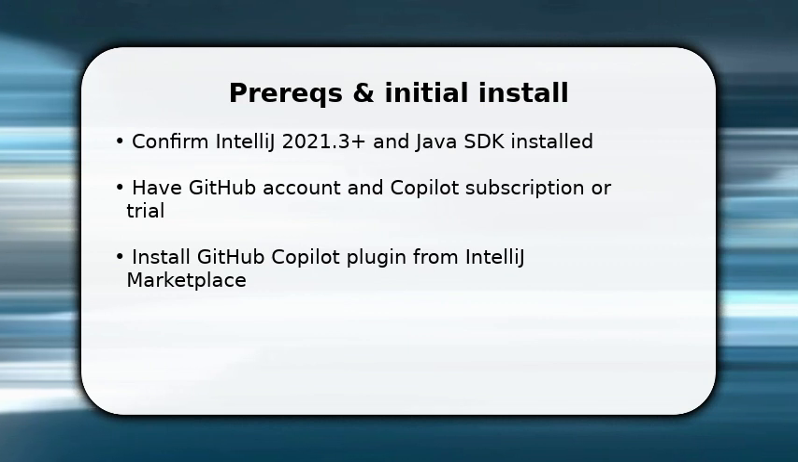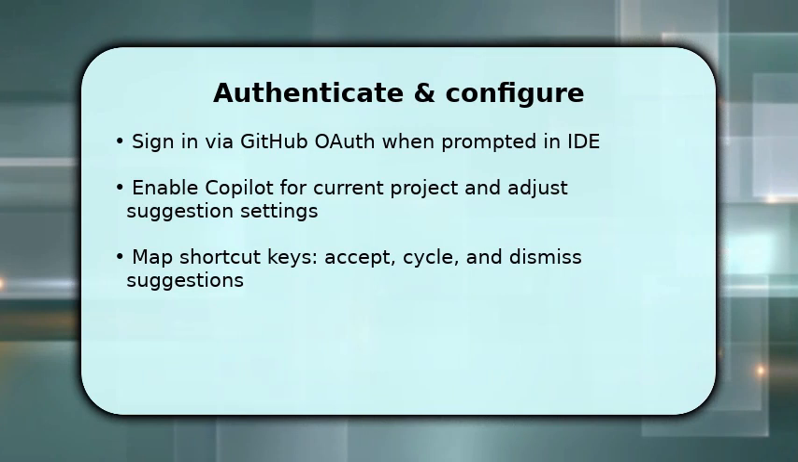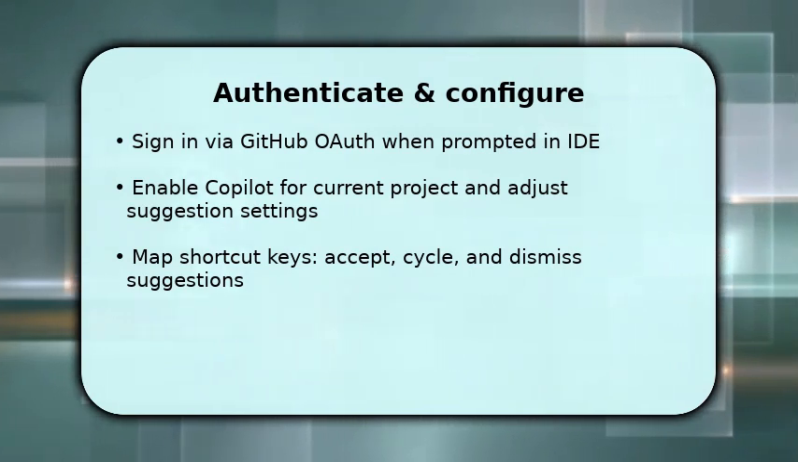You'll need authentication next, so keep your GitHub credentials handy and have two-factor ready if enabled. Once the plugin is installed, you authenticate. Click Sign in with GitHub inside IntelliJ, complete the OAuth flow, and grant Copilot the requested scopes.